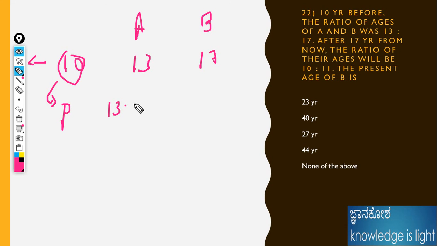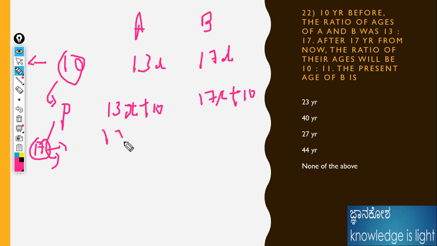Once it comes back, it comes out to 13x plus 10, as the ratio will be coming as x and put. 17x plus 10. Understand? Then 17 years from now, the ratio will be, okay, again we need to add 17 years. After that, what would it be? 17 years in the future, therefore 13x plus 27 and 17x plus 27. Isn't it?